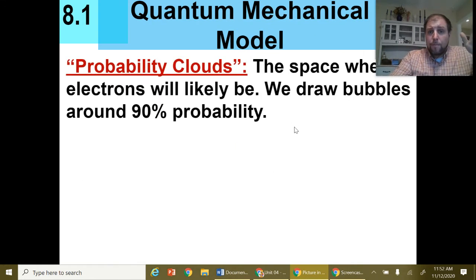Now, probability clouds. Again, this is the space where electrons will probably be. They're zipping around so fast that sometimes they wander or appear outside of this cloud, but the majority of the time they appear inside the cloud.